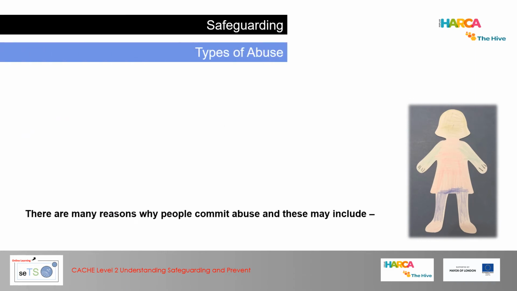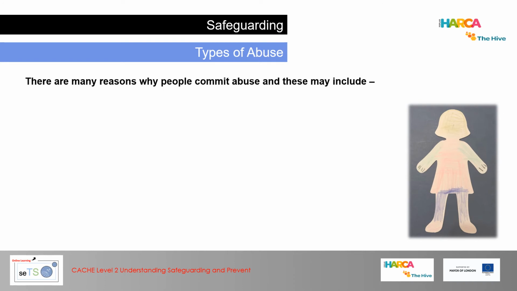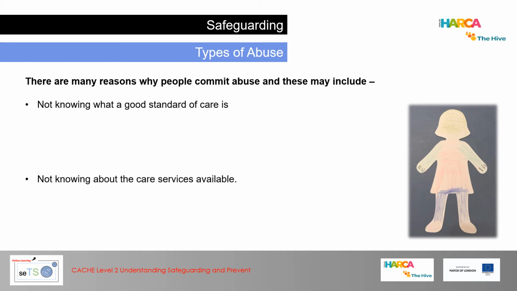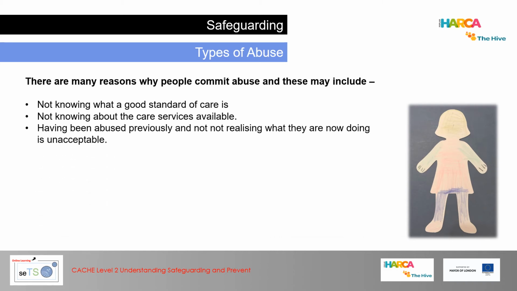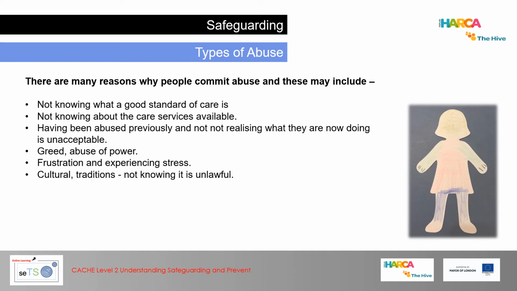Types of abuse. There are many reasons why people commit abuse, and these may include not knowing what a good standard of care is, not knowing about the care services available, having been abused previously and not realising what they are doing now is unacceptable, greed, abuse of power, frustration and experiencing stress, cultural traditions and not knowing it is unlawful. These are not and can never be excuses.